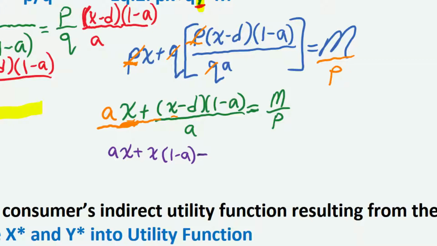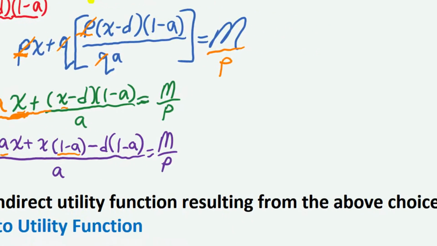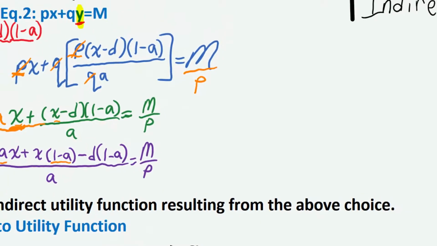And then we have minus d times 1 minus a, all over a. We can see here that ax plus 1 minus ax, the ax and the minus ax are going to go away. So we're just left with 1x over here equals m over p. So let's rewrite that over here one more time.